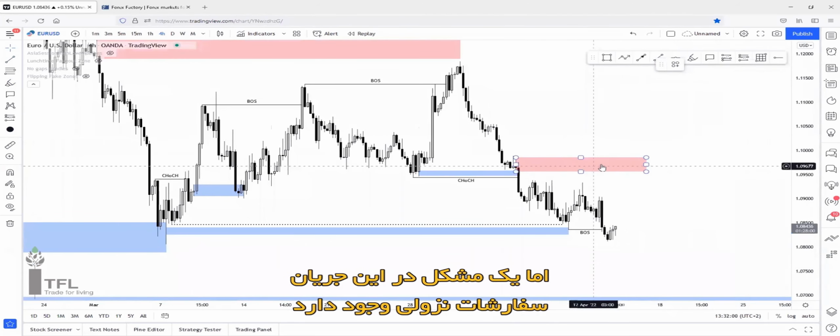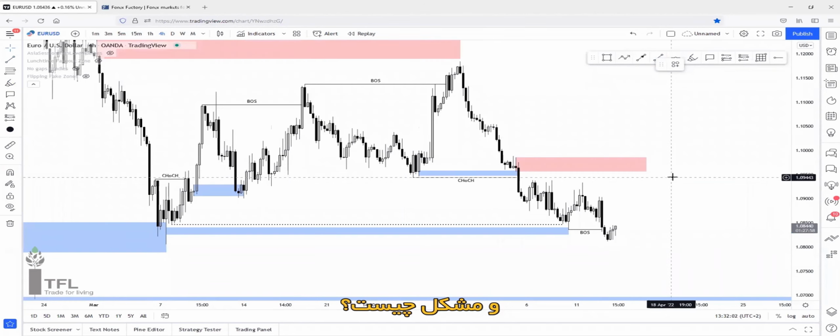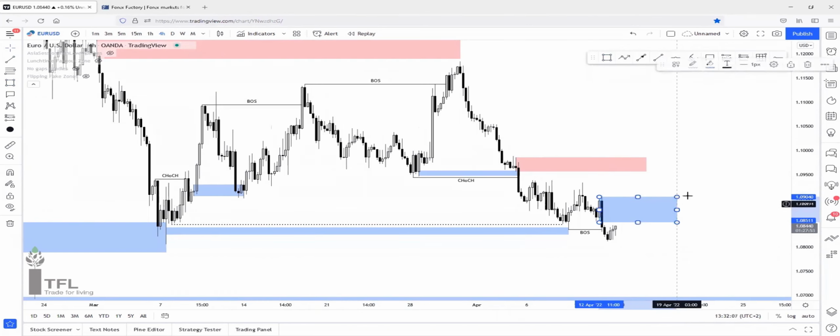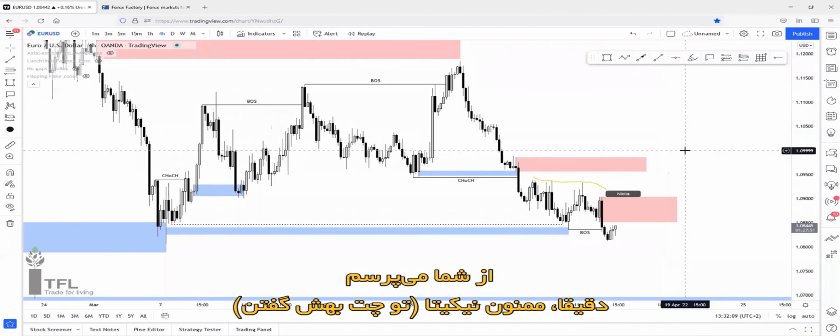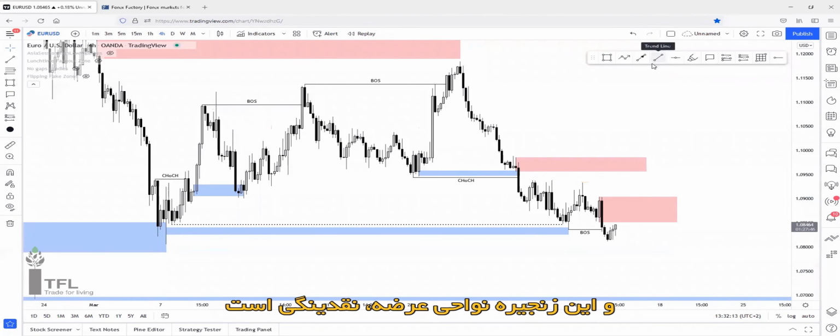But there's a problem with this bearish order flow. And what is the problem? I'm asking you. Thank you, Nikita. Exactly. The only problem with this bearish order flow and bearish supply chain is the liquidity.